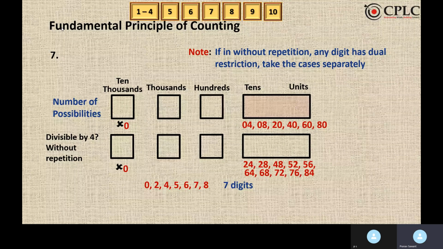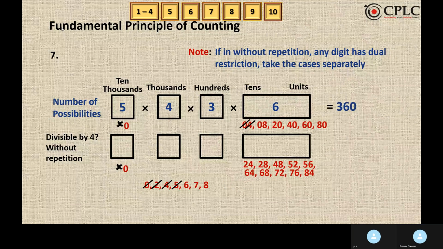Now, let's put in the values. So, in the first possibility, six possibilities can come. Two digits are gone because tens and units, these are the two digits, are fixed now. At the tens and thousands place, five digits can come. Thousands place, four digits can come. Hundreds place, three digits can come. The product of this is 360.